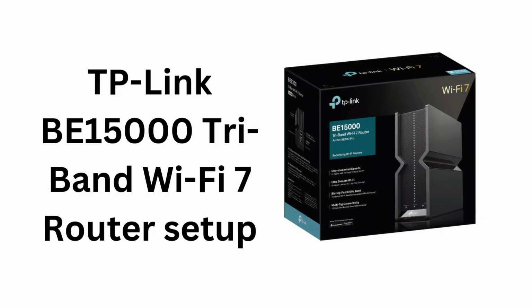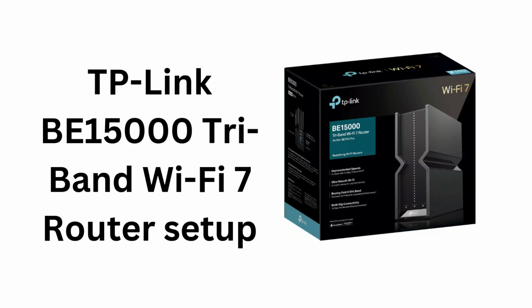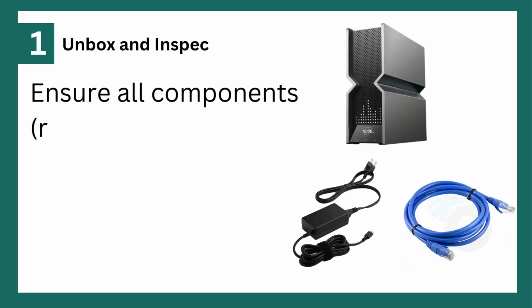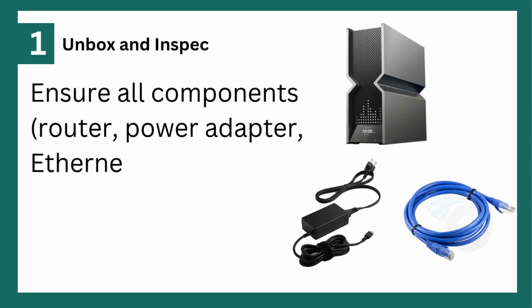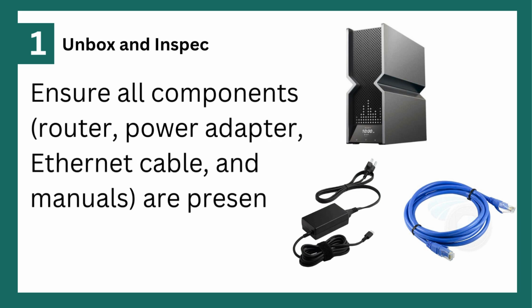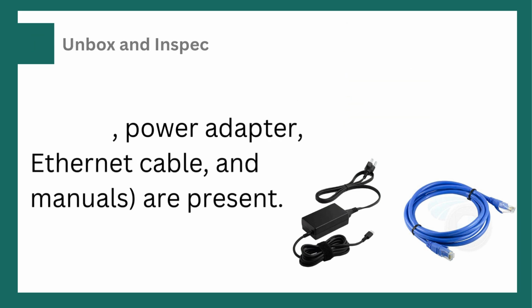TP-Link BE15000 Tri-Band Wi-Fi 7 Router Setup. Unbox and inspect. Ensure all components, router, power adapter, Ethernet cable, and manuals, are present.